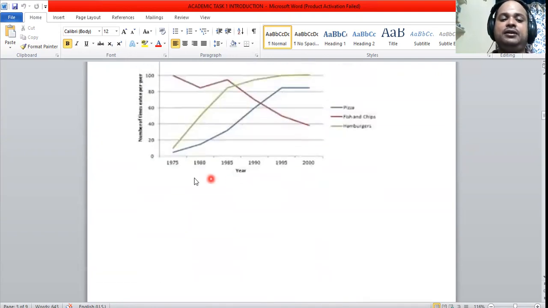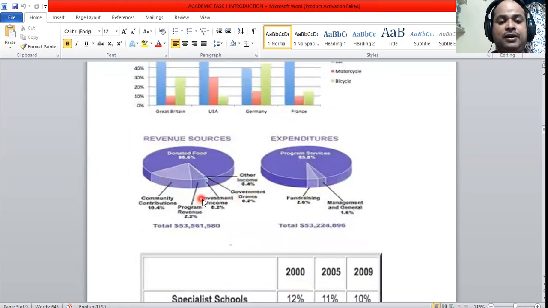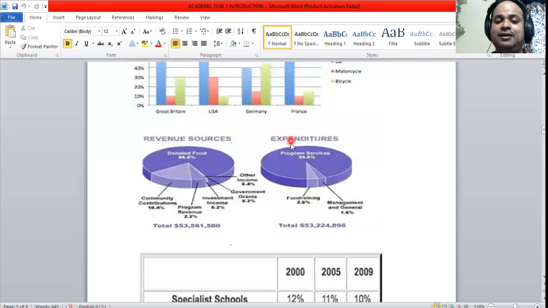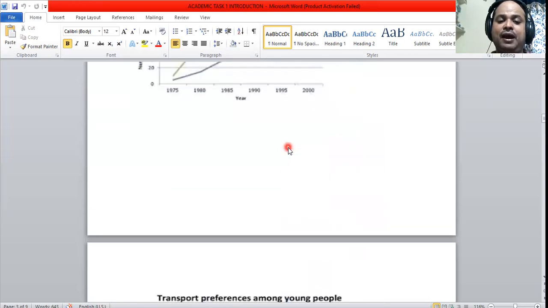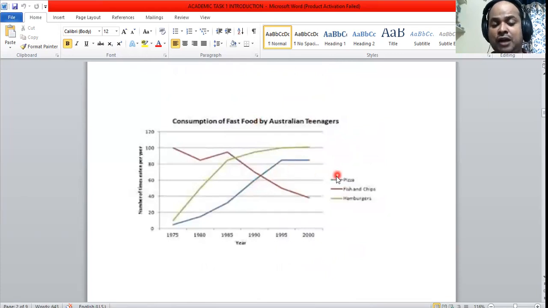So here it is movement. Now in the third one, it is static because we don't have a time comparison there. Here it is movement because there is a time comparison: 2000, 2005, 2009. So we have advancing years here, and here also we have advancing years. So this is a movement chart.